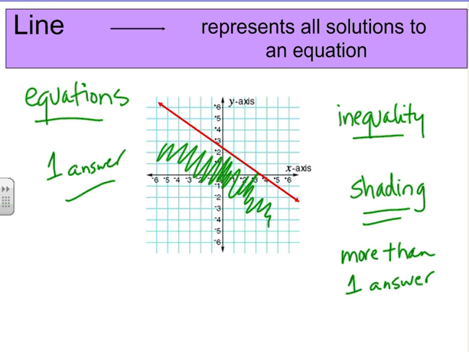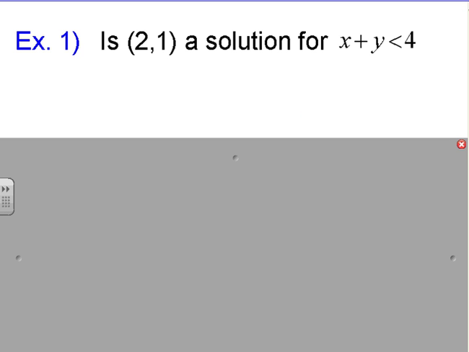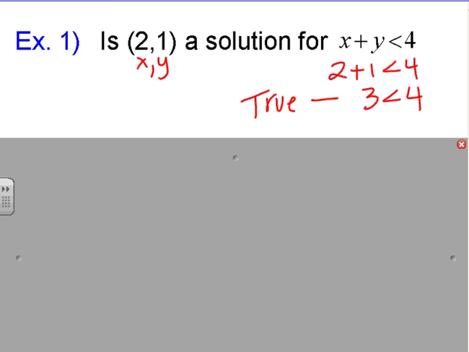First, let's take a look at just the basic idea of whether something is in the region that we are looking for. We're going to take a look at an ordered pair and whether it is a solution for this particular inequality, x plus y is less than 4. We know that x and y are represented by 2 and 1, so we'll substitute them in and reduce it down, and we end up with 3 is less than 4. We know that that is true. So since this ordered pair provides a true solution for this linear inequality, yes, this is a solution.